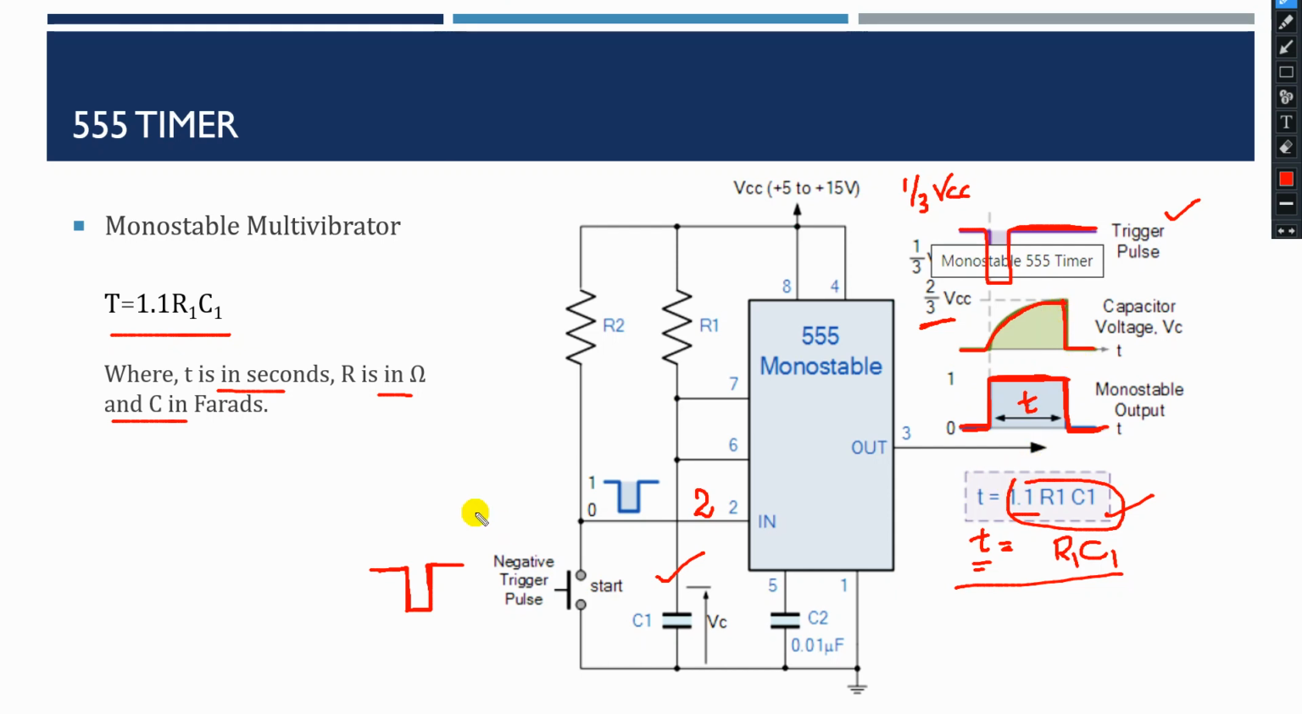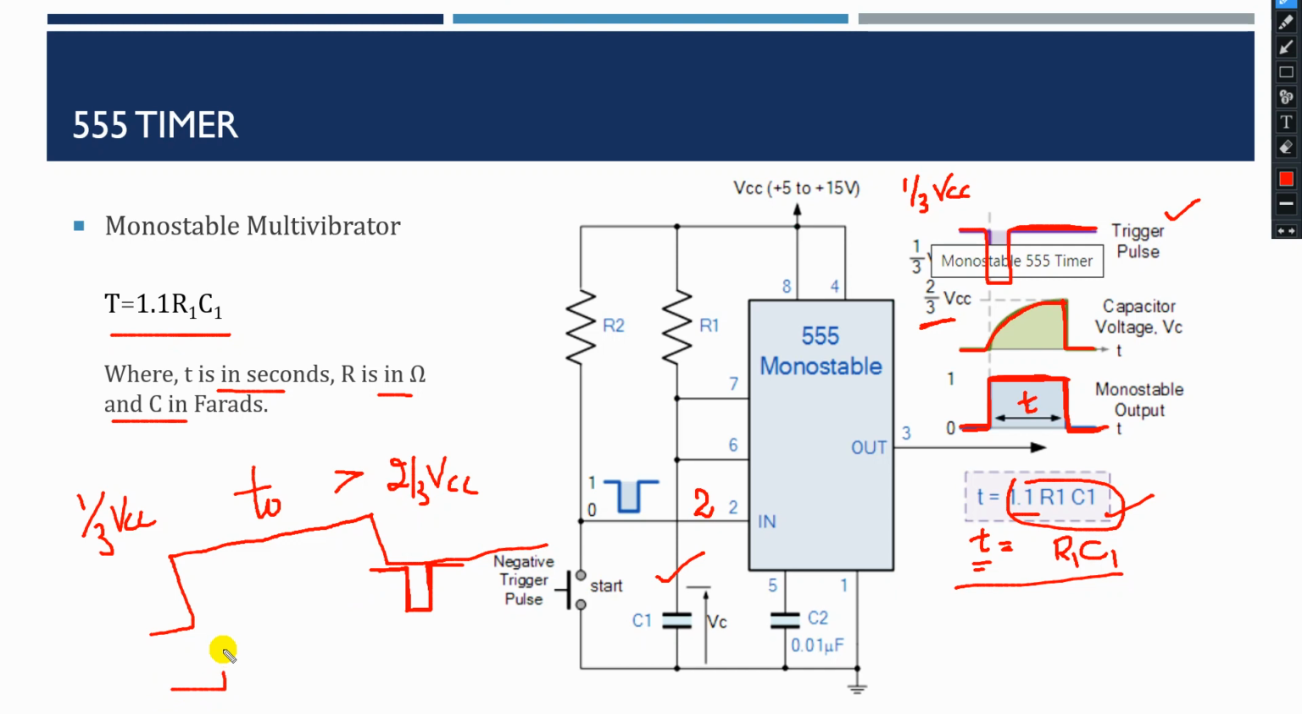So the concept is something like this. From 1/3 of VCC to greater than 2/3 of VCC, your output remains high, and after it reaches greater than 2/3, it goes to low. So high, and it goes to low.